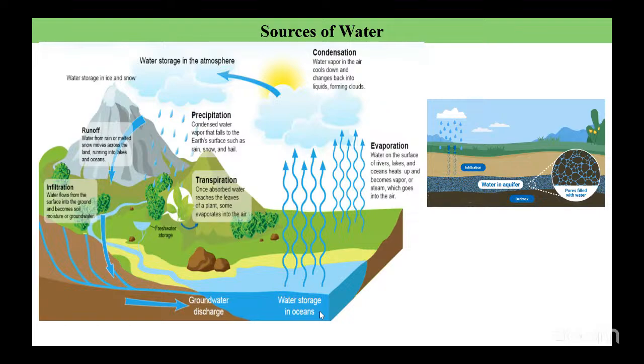This process is called condensation, and through condensation, the water that is trapped in the form of clouds again comes back to the earth in the form of precipitation. This whole cycle we call the water cycle. So there is another one.